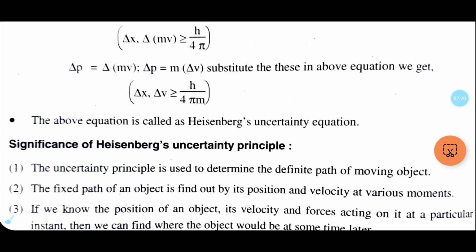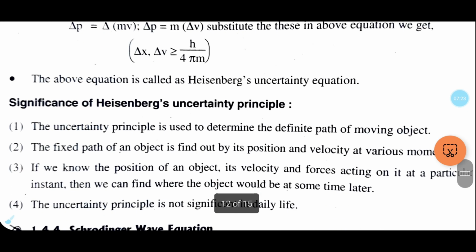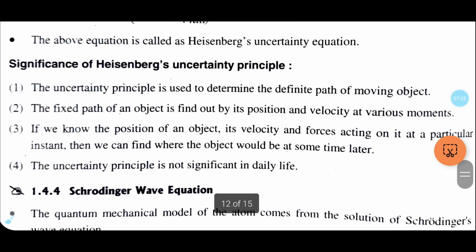Now let us see the significance of this Heisenberg uncertainty principle. So what is the significance? First, the uncertainty principle is used to determine the definite path of the moving object. That moving object here is the electron in the orbit. So this principle is used to determine the definite path of a moving object. The fixed path of the object is found out by its position and velocity at various moments. We are able to find out the fixed path of the electron.